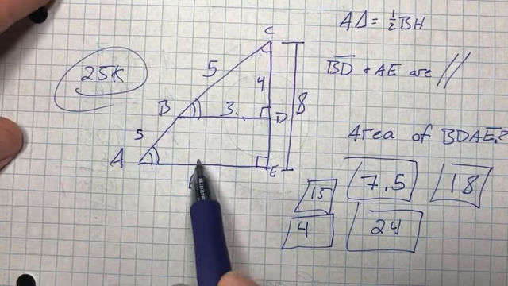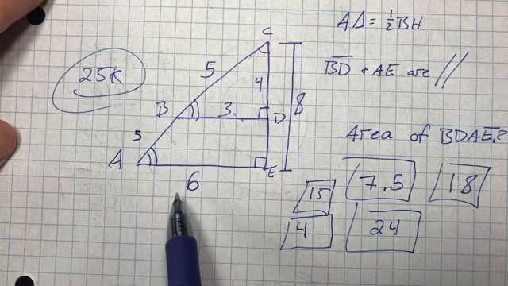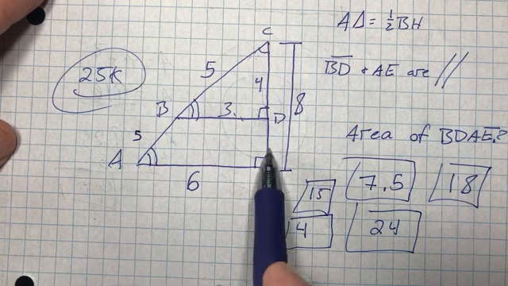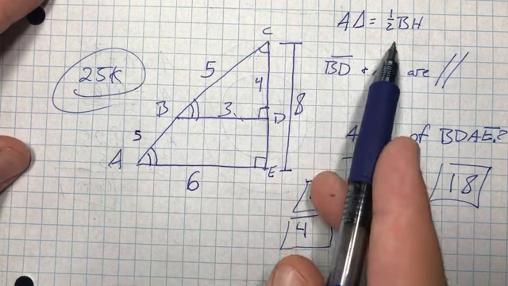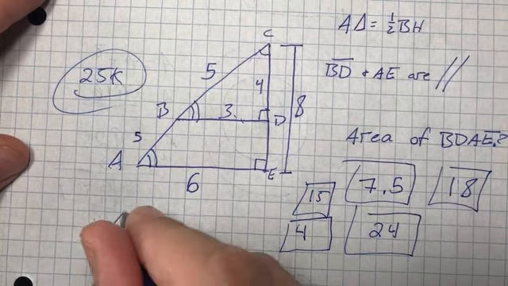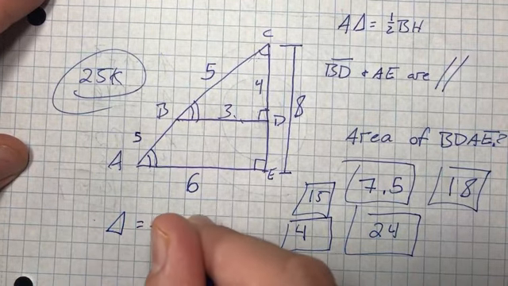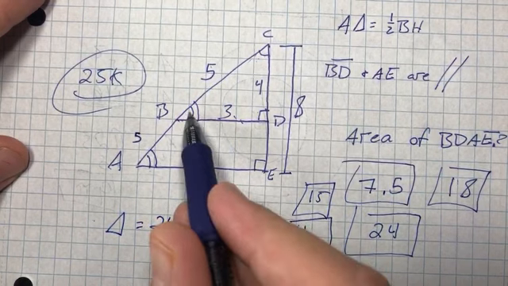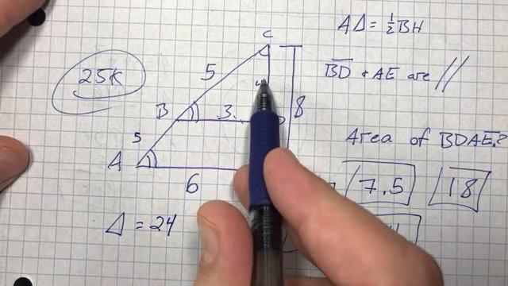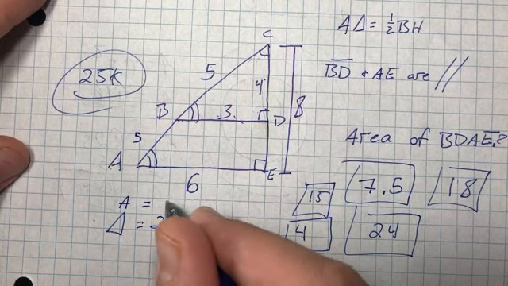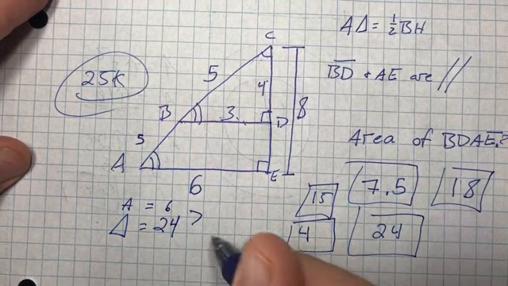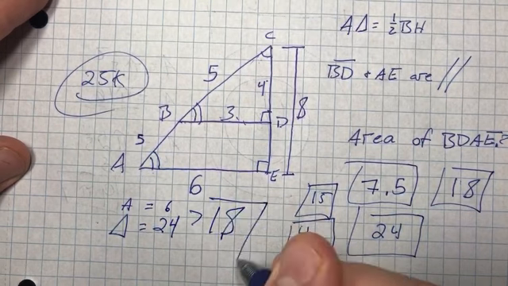So now we need to find the areas for these two, right? The area for the bigger one is 6 times 8, which is 48. We take half of that, so the bigger triangle area is 24. The area for the smaller triangle is 3 times 4, 12. Take half of that, and that's 6. So the area for the smaller triangle is 6. What that equals is 18. Bang!